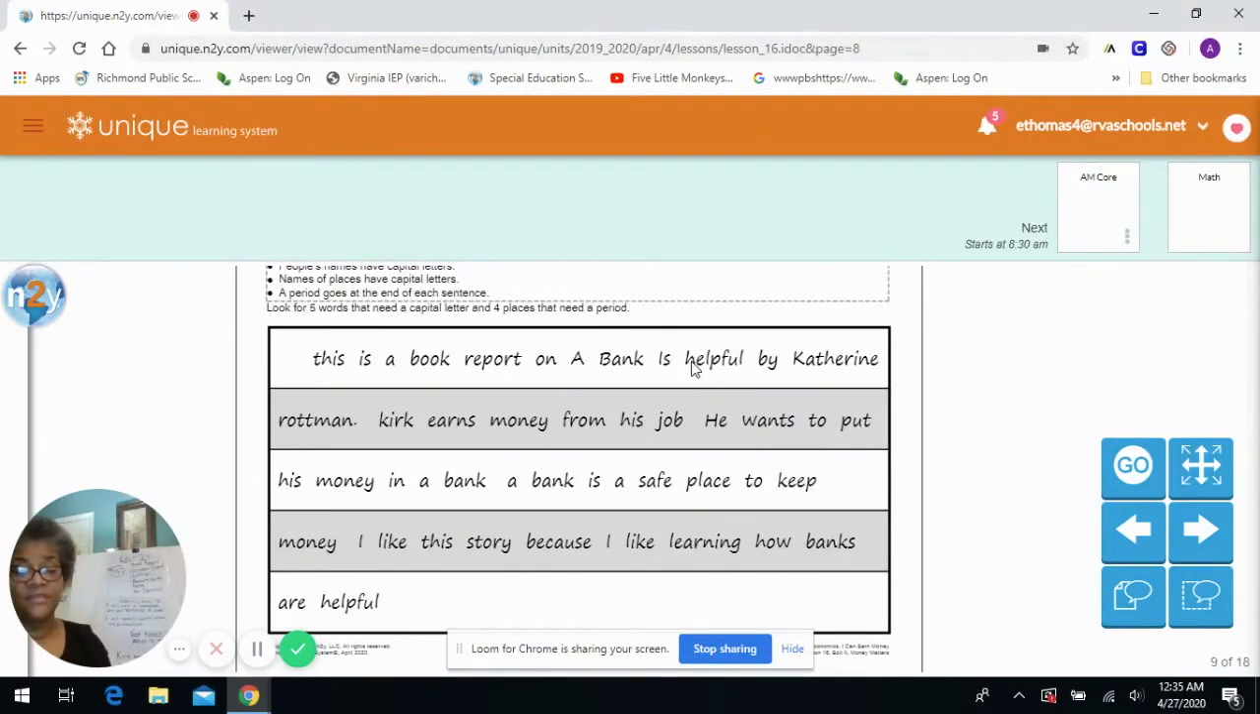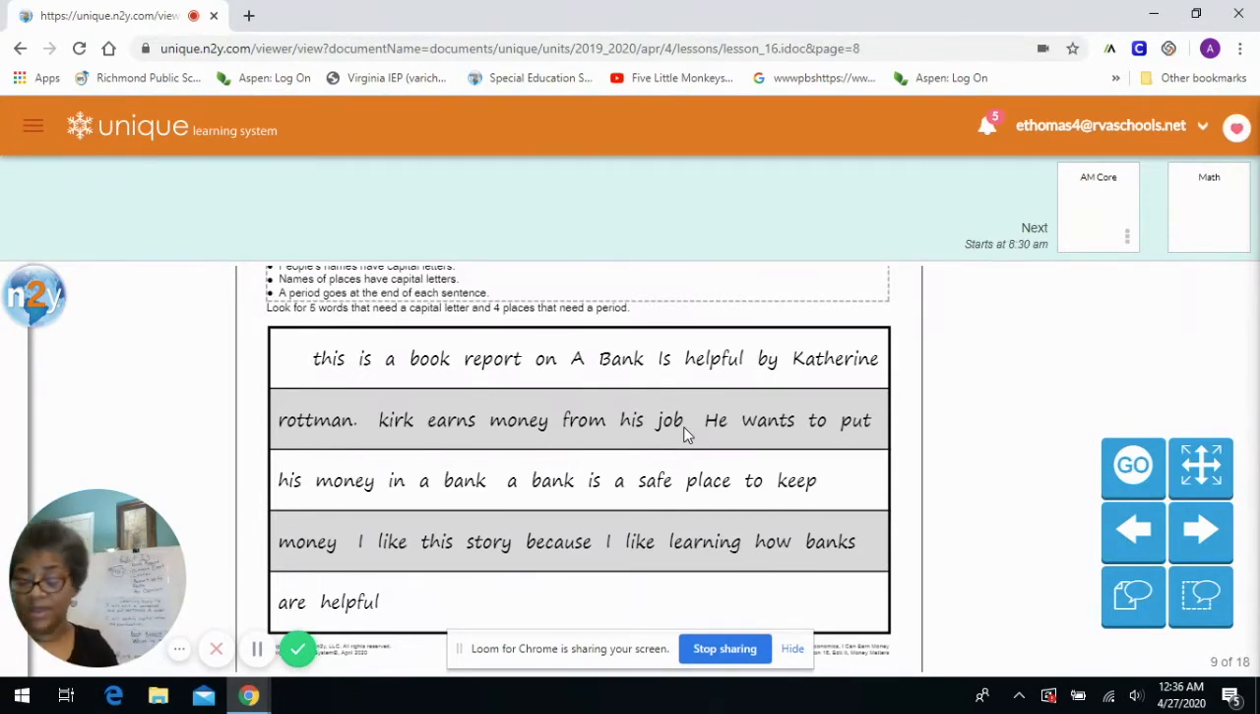Alrighty, next. Let's see. Kurt earns money from his job. He wants to put his money in a bank. A bank is a safe place to keep money. I like this story because I like learning how books are helpful. Alrighty. Kurt, is that a capital letter there or a lowercase letter? That's a capital letter. Why is it a capital letter? There are 2 things. Because it's at the beginning of a sentence and it's his name. And then at the end, he earns money from his what?